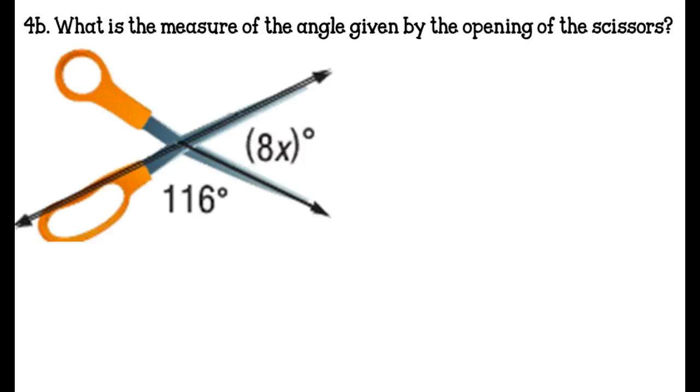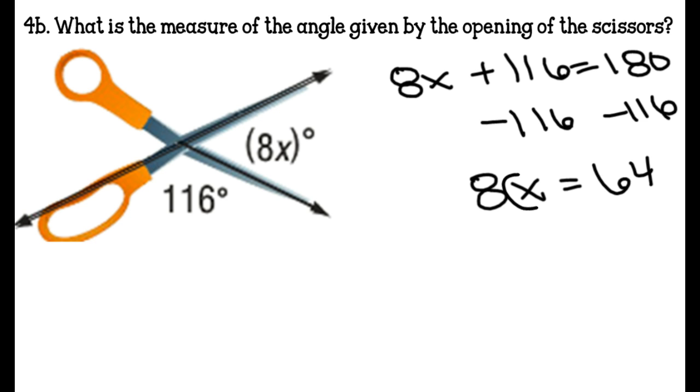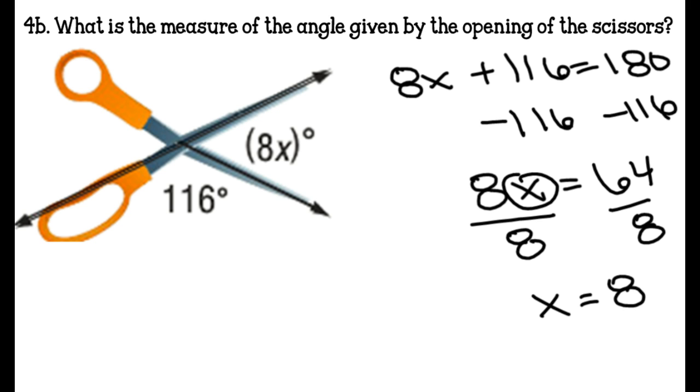4B, what is the measure of the angle given by the opening of the scissors? So I'm going to do 8x plus 116 equals 180, and that's how I'm going to solve for x. So I subtract 116 from both sides, and when I do that, I get 8x equals 64, and then to get x by itself, I'm going to divide by 8 on both sides. So x equals 8. So the opening of this scissors is 64 degrees. I circle it, and that's my answer.